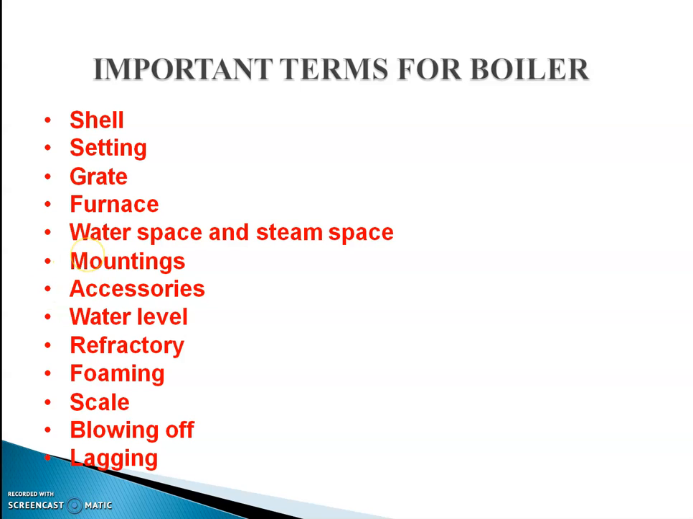Accessories are nothing but the superheater, economizer, and feed pump. Accessories are used to increase the efficiency of the boiler. The water level indicator shows the level at which the water stands in the boiler, which is called the water level. The space above the water level is called the steam space.